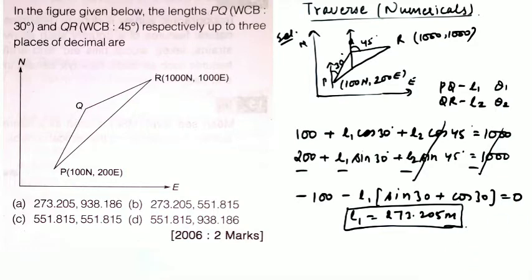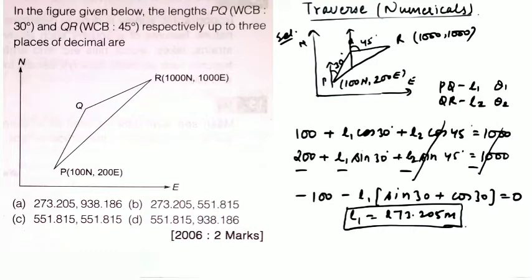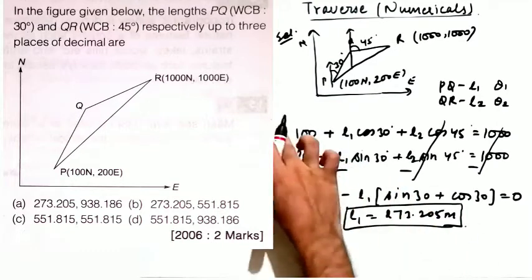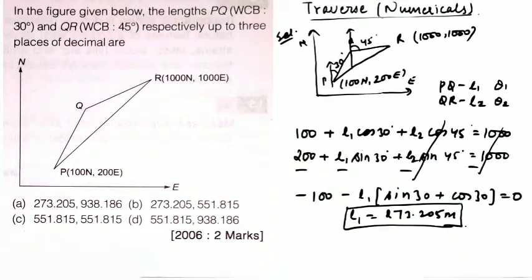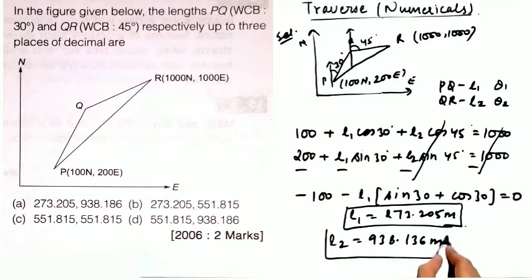Now you are also asked to calculate the length of QR. The length of QR is represented by L2. So you can substitute this value in any of these equations as per your suitability and calculate the value of L2, and I had already calculated it. It is coming out to be 938.136 meters. So these are the required lengths of both the lines PQ and QR.